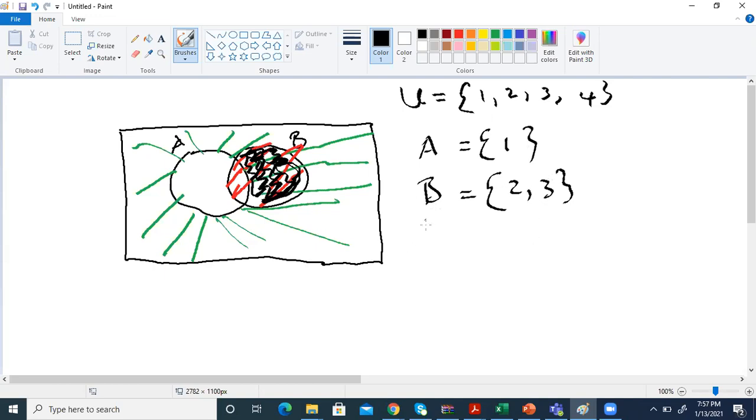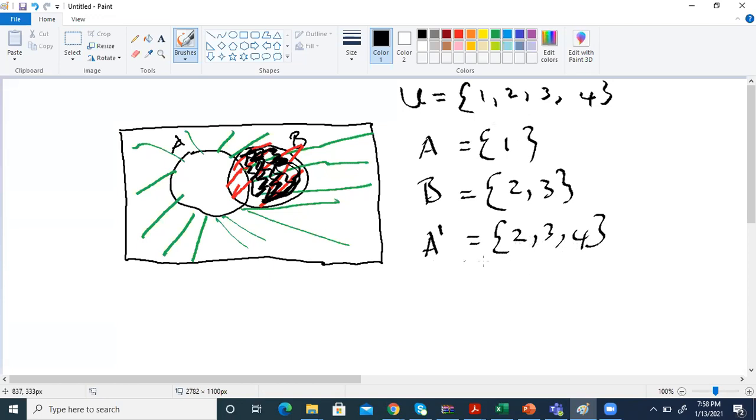So if I were to ask you what is A complement, I'm going to ask you guys, what is A complement? Yes, 2, 3, and 4. So that's A complement. 2, 3, and 4, because they're not in set A. They are not in A, but in the universal set.